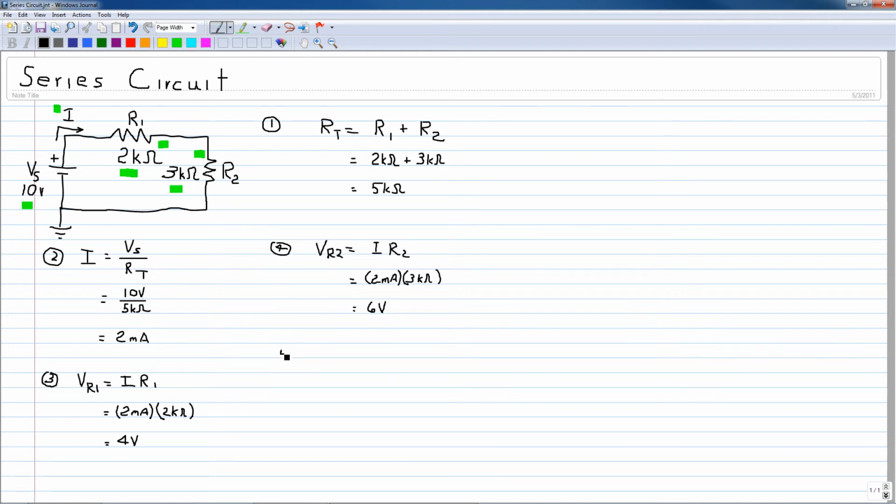We can check this using Kirchhoff's voltage law by saying that V source is equal to VR1 plus VR2. Substituting in what we know and what we've calculated, we have 10 volts is equal to 4 volts plus 6 volts, or 10 volts equals 10 volts. So our circuit checks.